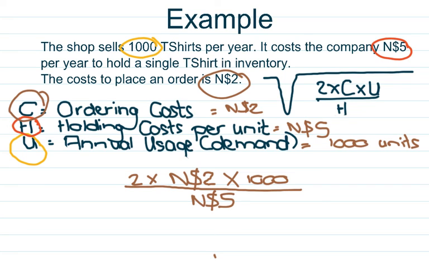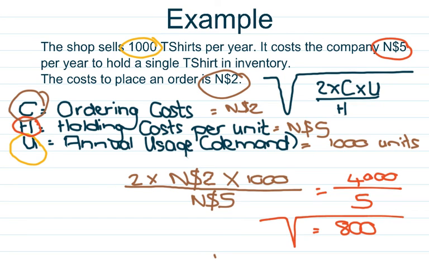All right, so if I do this, I will get 2 times 2 equals 4 times 1,000. That equals 4,000. And below the line, I have 5. And if I do this calculation, 4,000 divided by 5 equals 800. But this is not my answer. This is not my final answer. Remember, this 800, I need to get the square root.